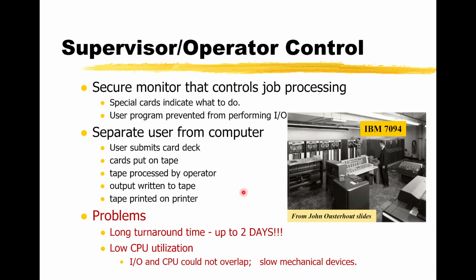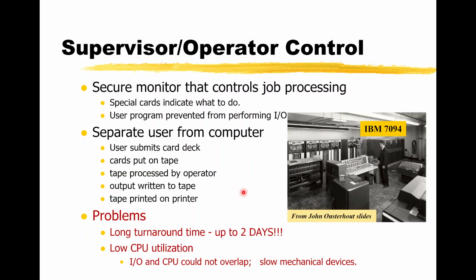Then we now had supervisor operator control. An example is the IBM 7094. You had a secure monitor that controls job processing. It has special cards that indicate what to do. And then the user program is prevented from performing IO. So it was more secure. Then you had the user separated from the computer. A user submits cards, the cards are then put on tape, the tape is processed by the operator, then the output goes on tape and the tape is printed on a printer. So the parts were now different.